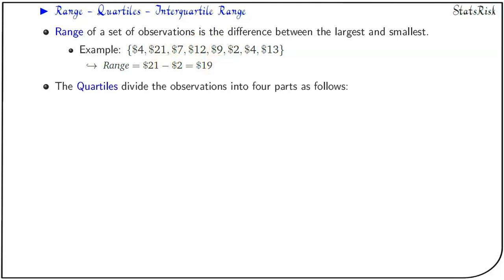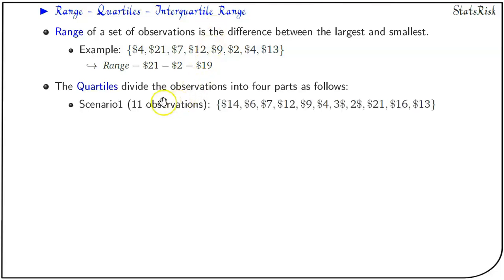Let us now move to the quartiles. The quartiles are basically the numbers or the positions that divide our observations into 4 parts. This division is done in a specific way, in the sense that each of the 4 parts must have the same number of observations. To calculate the quartiles, we distinguish a number of scenarios. Let us start with the first scenario where we have 11 observations.